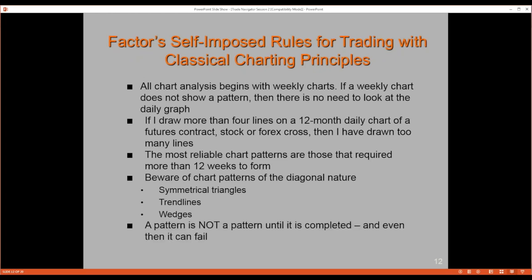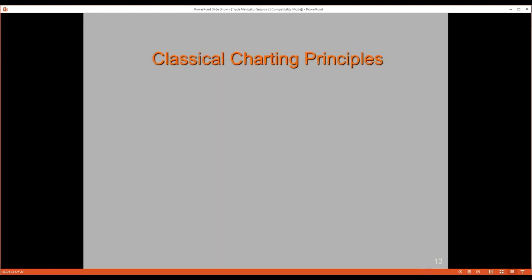Beware of diagonal patterns. And then finally, a pattern is not a pattern until it's completed, and even then it can fail. Oftentimes I'll talk about possible patterns. There's a possible head and shoulders, there's a possible rectangle, and there's a possible this or that. That doesn't mean that I believe there is a head and shoulders. It's really not a head and shoulders pattern until it's completed, and even then it can fail.